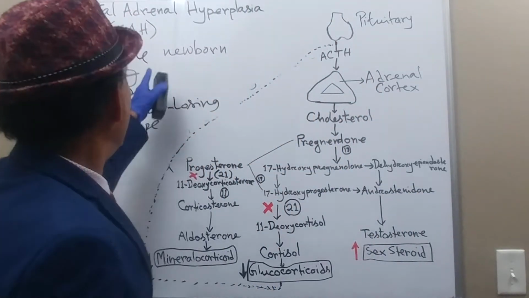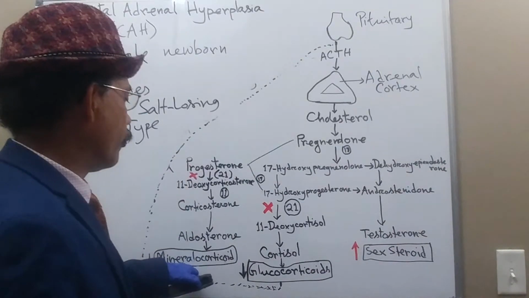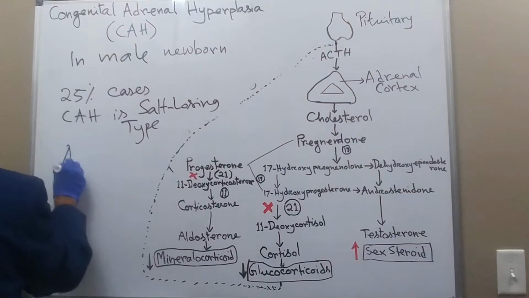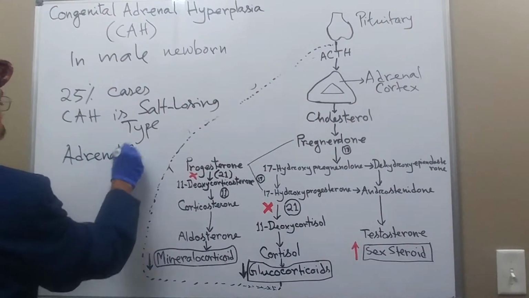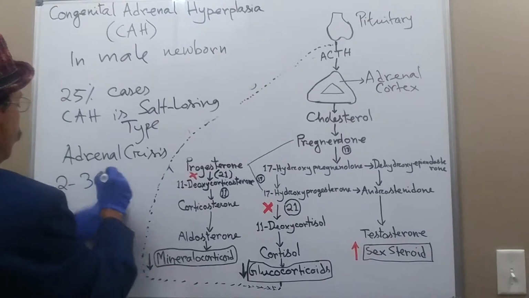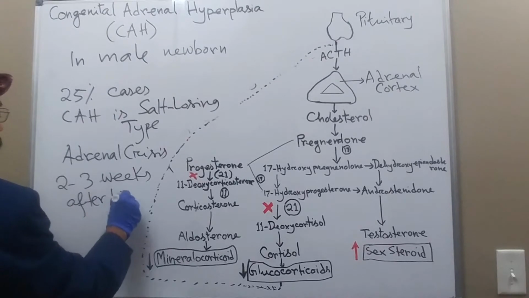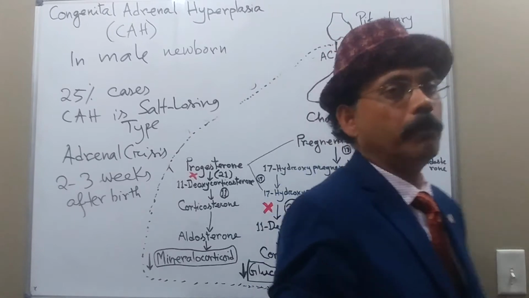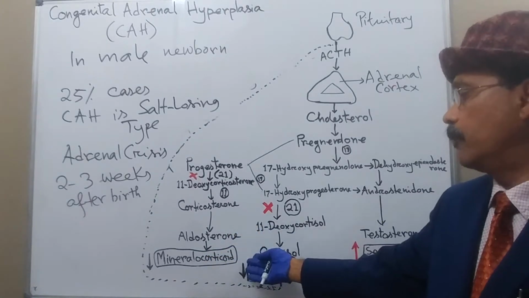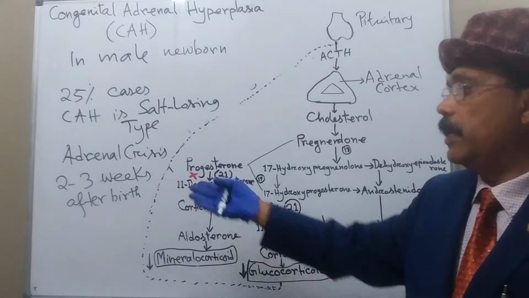So if it is in the male, it may be unnoticed. If the male belongs to the salt losing type, with lack of mineralocorticoid along with glucocorticoid, then we may get the adrenal crisis 2 to 3 weeks after birth. So in one type of congenital adrenal hyperplasia, the defect is mostly in the glucocorticoid cortisol, but in around 25% of cases it may be associated with mineralocorticoid deficiency also.